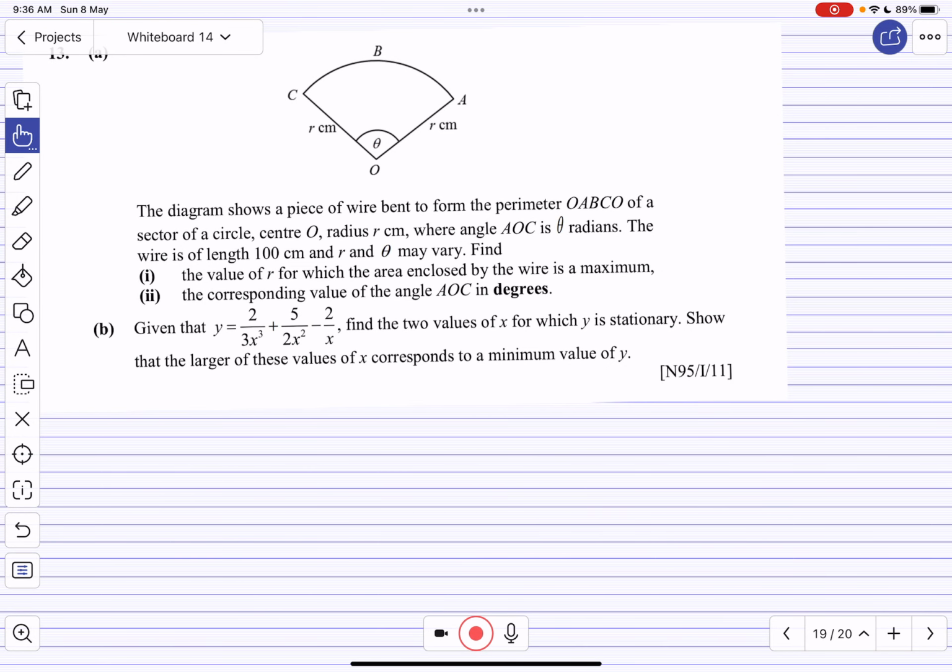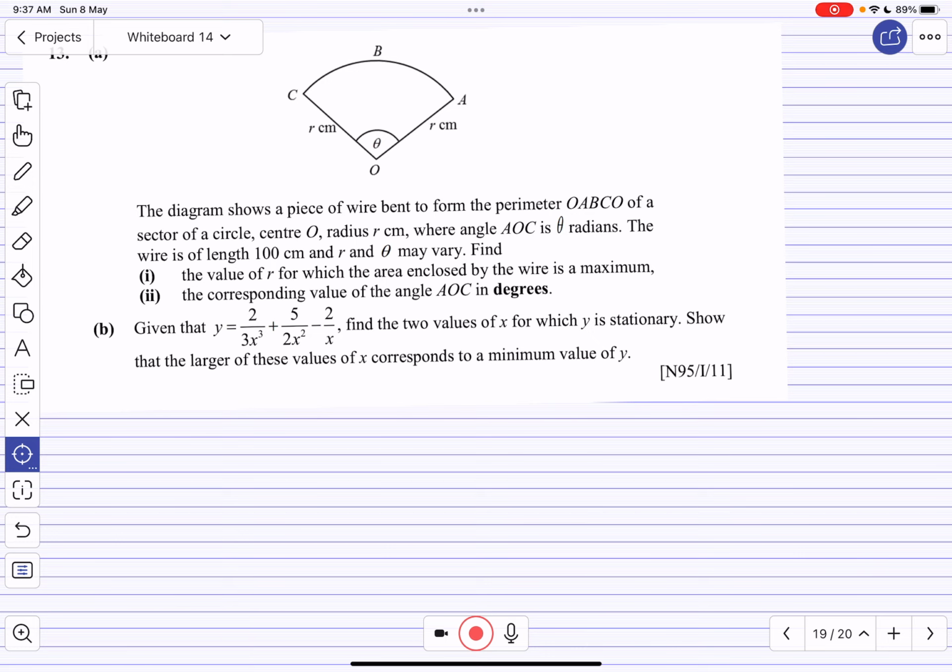The diagram shows a piece of wire bent to form the perimeter OABCO of a sector of a circle, center O with radius R, and subtended angle AOC equals theta radians. The wire is of length 100 cm, which says that the entire perimeter here is 100, and R and theta may vary. So find the value of R for which the area enclosed by the wire is a maximum.